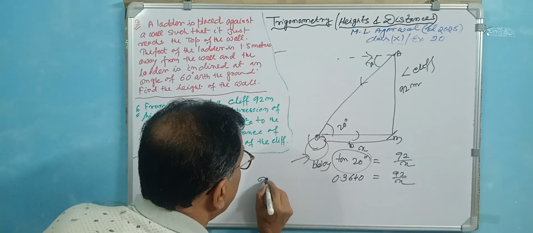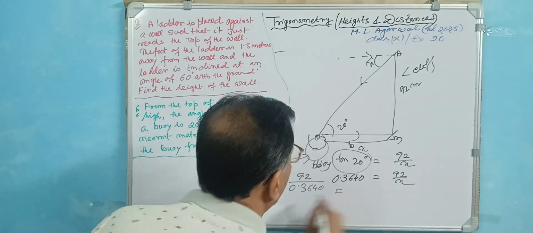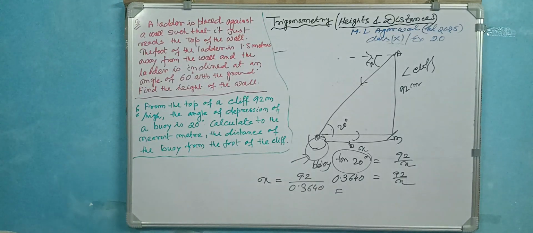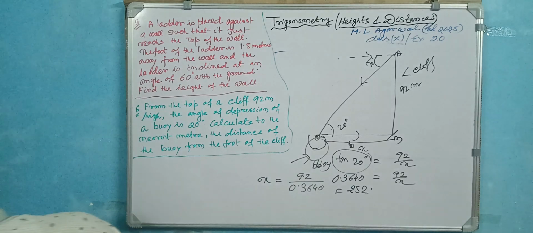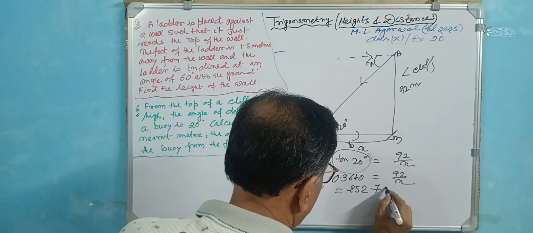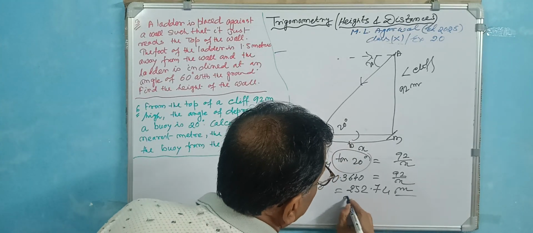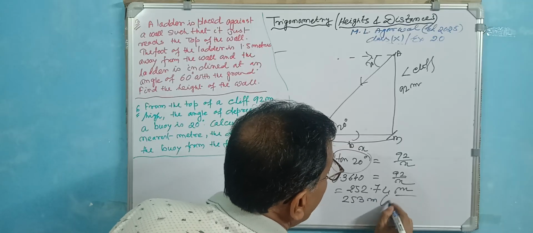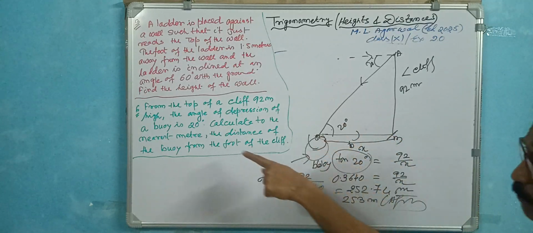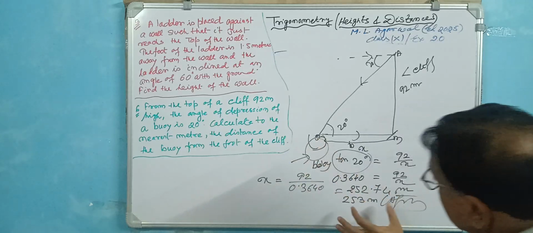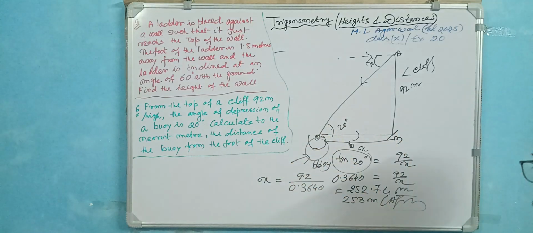So what is the value of x? x is equal to 92 by 0.3640. So this is 252.74 meter. What is the approximation? This is approximately 0.7, so you just take 253 meter approx. Okay, this is the answer. That means this is the distance. So calculate to the nearest meter the distance of the buoy from the foot of the cliff. From here, the distance.